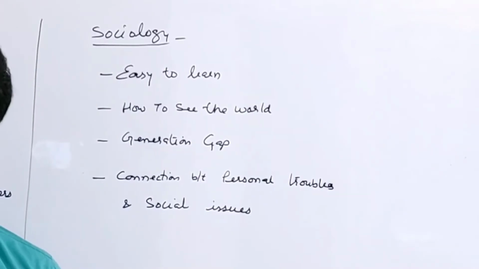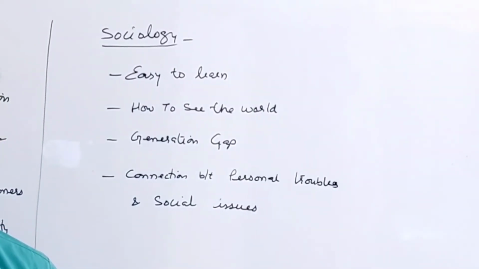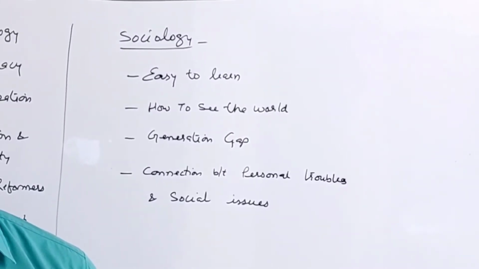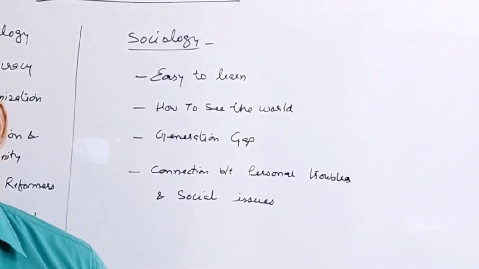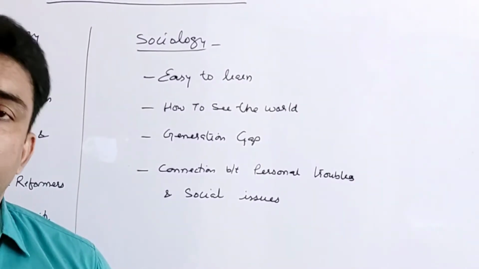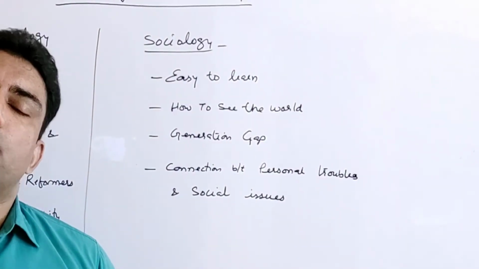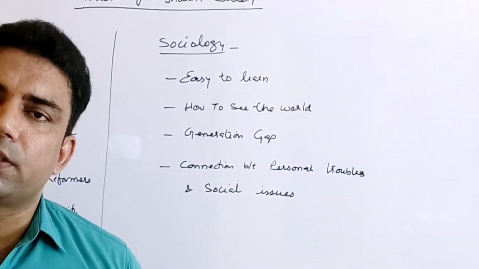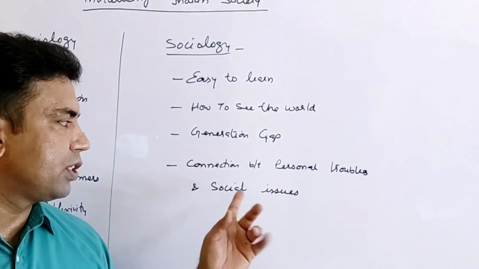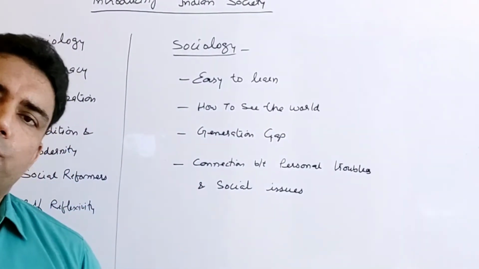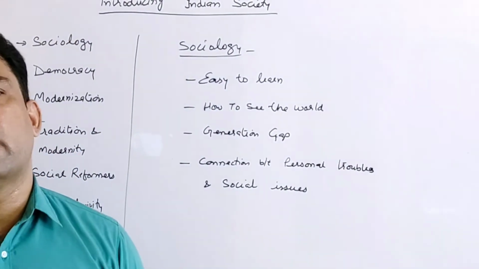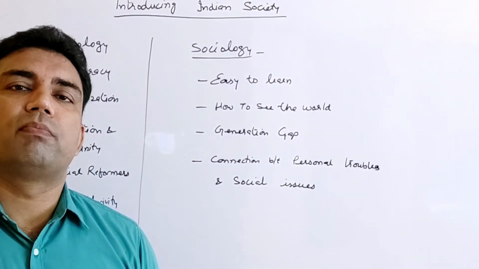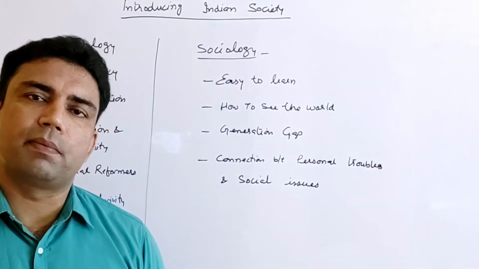The next is the connection between personal troubles and social issues. Till before studying sociology, I was thinking that my personal issues are mine only, right? I have to suffer, I have to bear all that, nobody is going to help me. But after studying sociology, I find that there is a great connection between my personal issues and the social issues. Whatever problem I am facing right now, at the same time a lot of other people of my age are also facing the same kind of problem.